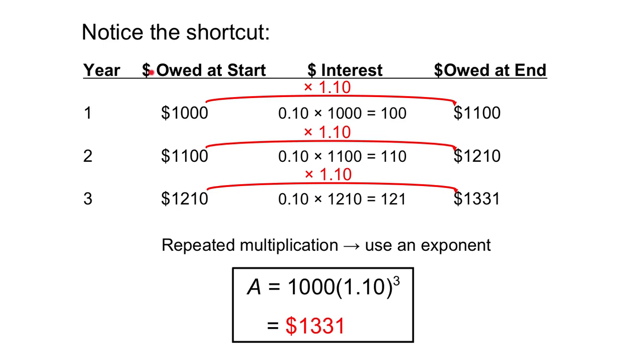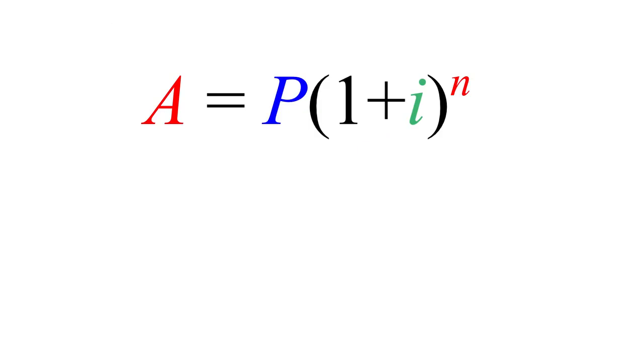So I can avoid writing out a chart like this when it comes to compound interest examples, and I can rely on a math equation instead, which can save me time. And this is the equation. You should write this down on your unit summary sheet.